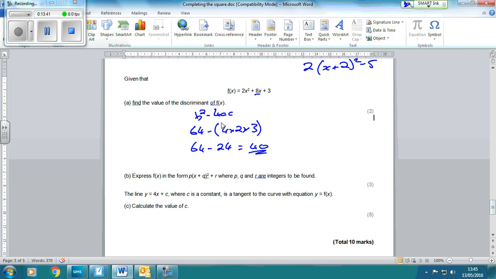So the last one: the line 4x plus c, where c is a constant, is a tangent to the curve y equals f of x. Calculate the value of c. So what does that mean? I mean, let's sketch it and then see if that gives us any clues.